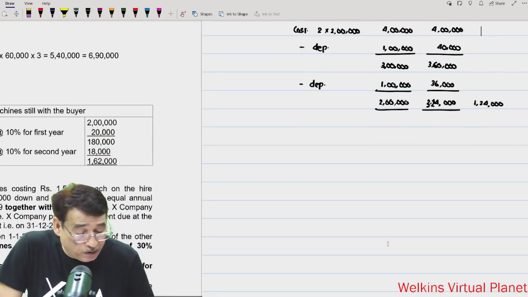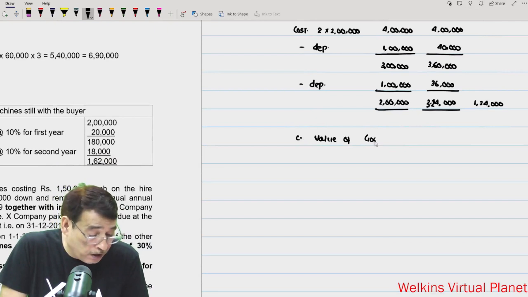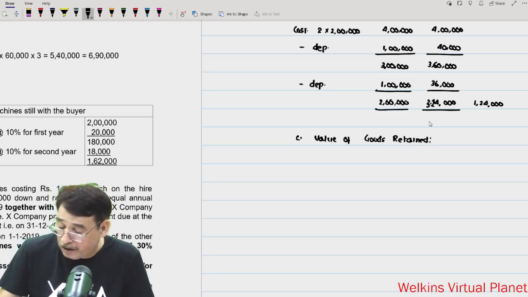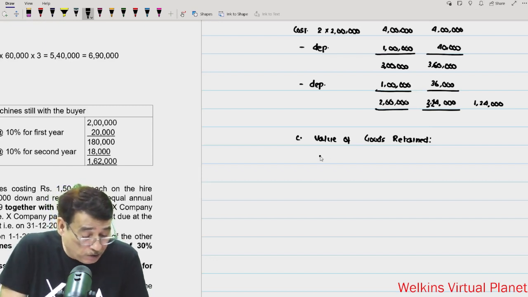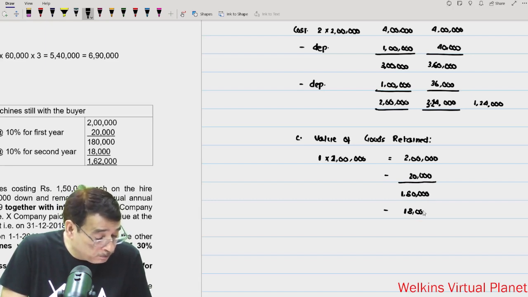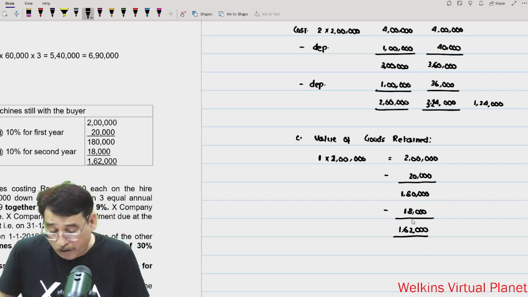And then value of goods retained. As far as value of goods retained is concerned, how many items have been retained? In this case, only 1 item, because out of 3, 2 items have been taken back. So 1 item is still with the buyer. So cost will be equal to 1 into 2 lakh, that is equal to 2 lakh, and for 2 years, because default has taken place at the end of the second year. 20,000, 180, less 10%, 18,000. So 1,62,000. So many questions we have done now, correct?